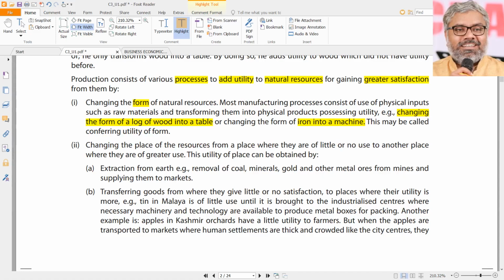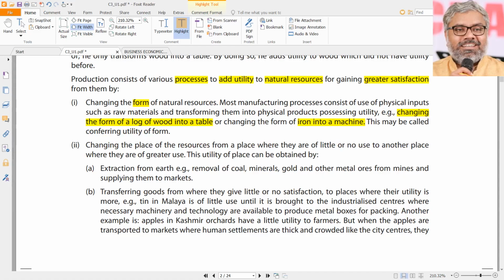Iron ore, what are we going to do with that? But that iron is converted into how many things daily? You just look around, most of the things in front of you are made of iron, or have some iron, even a nail. But iron ore by itself is not going to have any usefulness to us. So the process of converting that iron ore into the final product that is useful for us is production. And what it has created in this process is form utility.